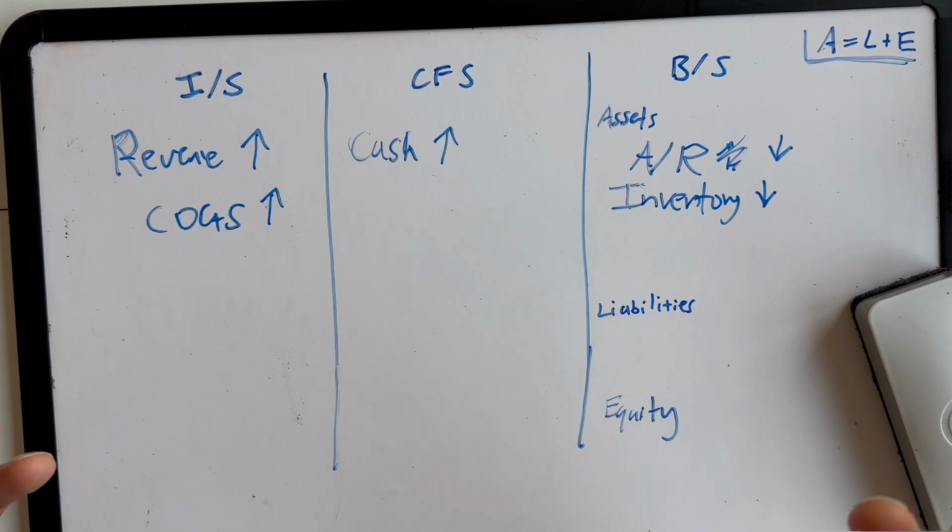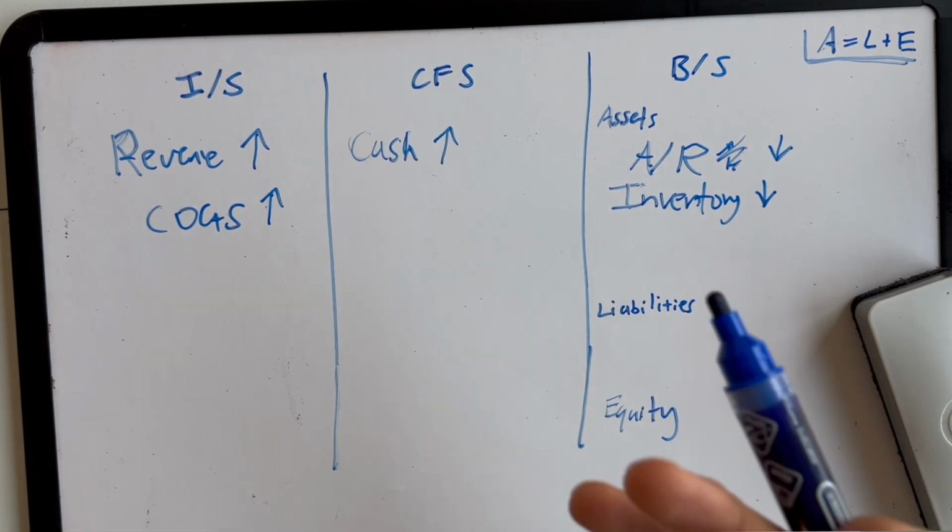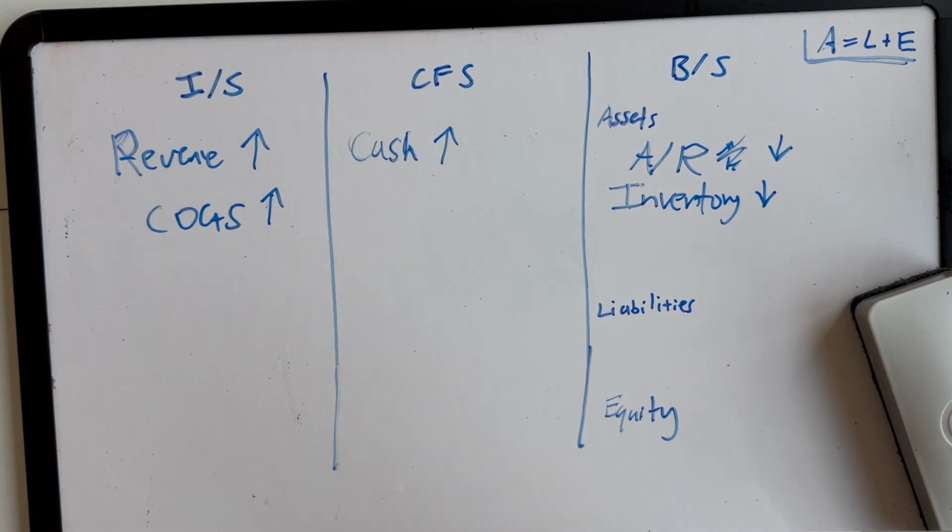You have accounts receivable and cash kind of interacting at different times. You have inventory interacting with your cost of goods sold. That's a balance sheet income statement connection based on the sale of the product. And so, yeah, those are some basic connections between the three statements in a very simple sale.